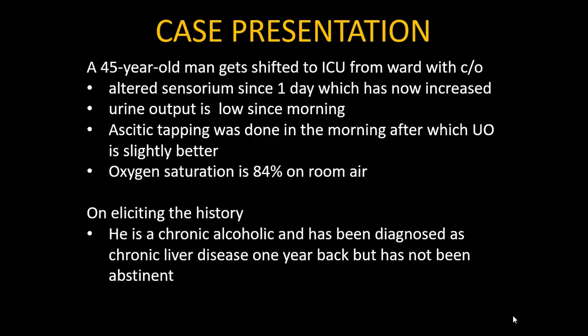We have a 45-year-old male who was shifted to ICU from the ward with complaints of altered sensorium since 1 day, which has now increased, and urine output which is low since morning. Ascitic tapping was done in the morning, after which his urine output is slightly better. Oxygen saturation is 84% on room air, a classical CLD case we face every day in our ICU. On eliciting history, he is a chronic alcoholic, so ASH-related CLD. He was diagnosed as a chronic liver disease 1 year back and has not been abstinent.